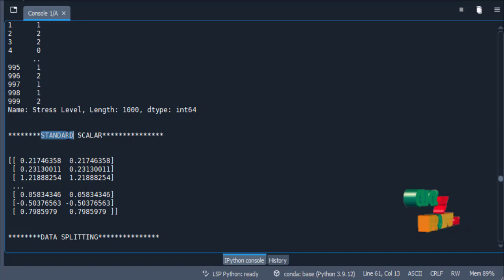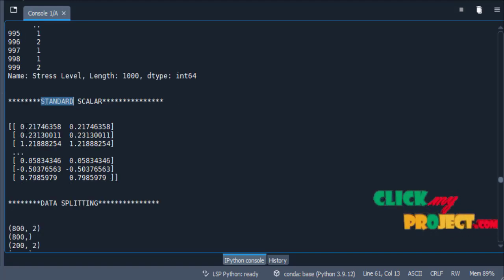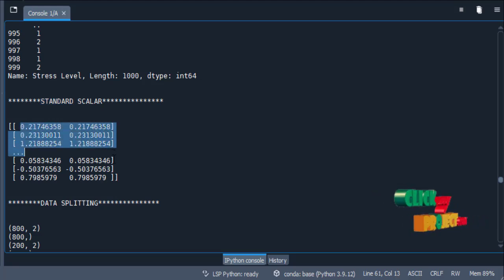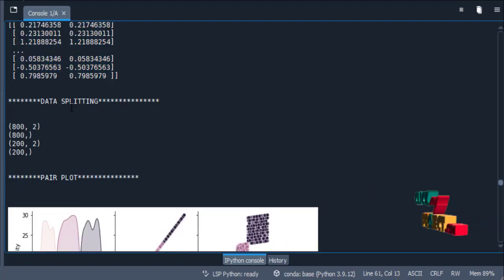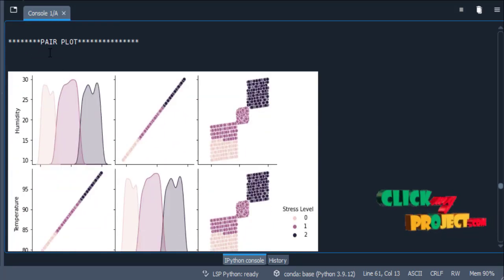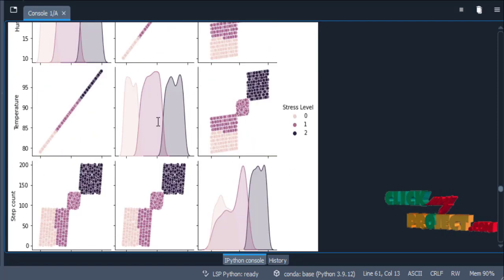and this is a standard scaler, one of the pre-processing methods. Here we convert the arrays into a whole set of numbers, and then data splitting. Here are the x train, x test, y train and y test. These two are testing and these two are training, and this is the pair plot for our data set.